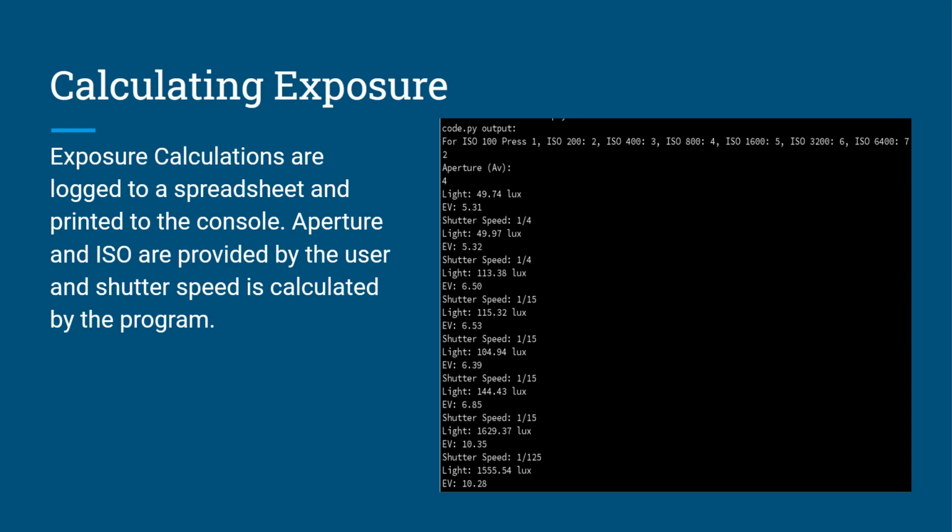Calculating exposure. Exposure calculations are logged into a spreadsheet and printed to the console. The aperture and ISO are provided by the user in the program, and the shutter speed is calculated by the code. As the EV increases, the shutter speed decreases because the sensor requires less light to reach that middle gray setting. For the program here, the user can select the ISO that they're using and then the aperture that they're using as well. As the Circuit Playground collects the light, it calculates the lux value and the EV, and using the EV, it can calculate the shutter speed.